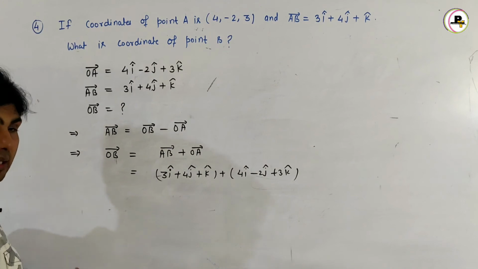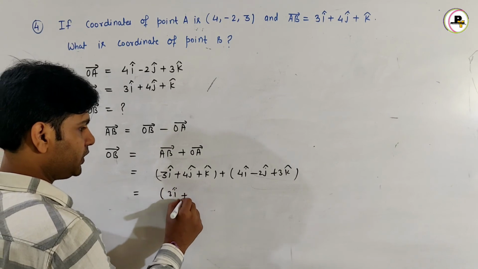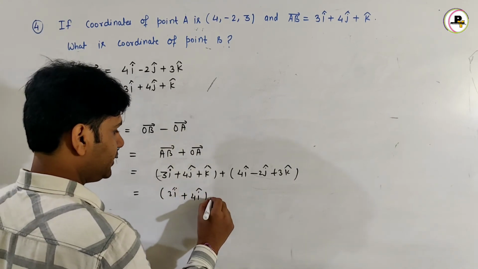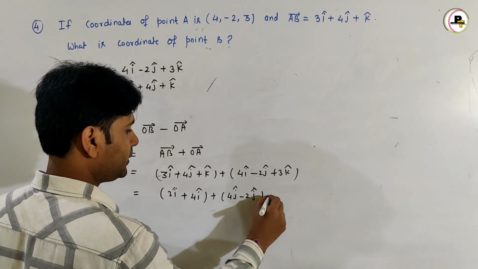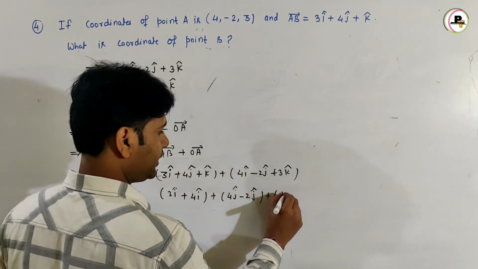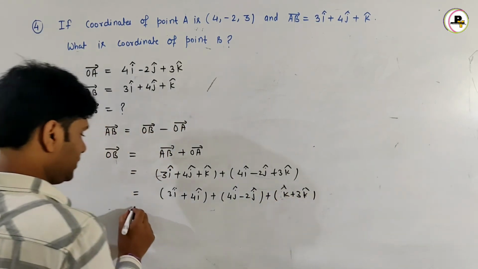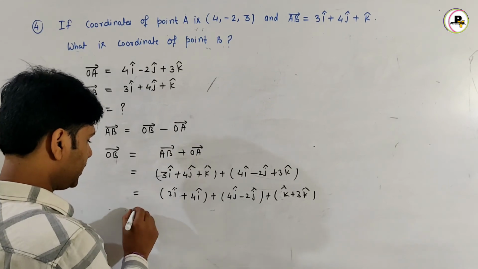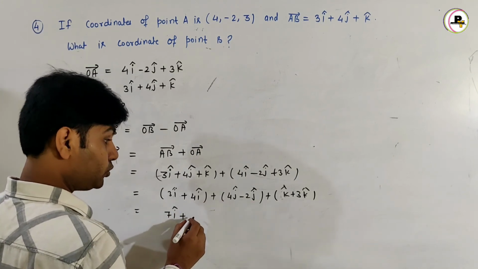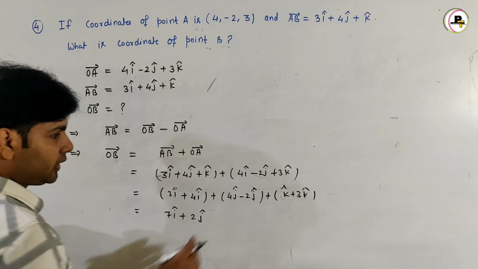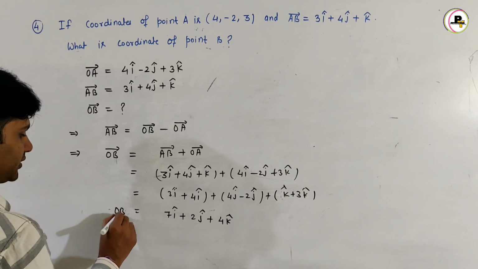Taking similar terms together, we can write 3 i cap plus 4 i cap, and in the second bracket I can take 4 j cap minus 2 j cap, plus in the third bracket I can take k cap plus 3 k cap. 3 i cap plus 4 i cap is equal to 7 i cap, plus 4 j cap minus 2 j cap is equal to 2 j cap, and k cap plus 3 k cap is what? It is 4 k cap. This is OB vector.